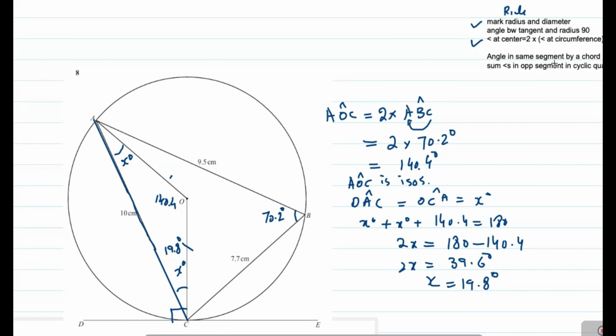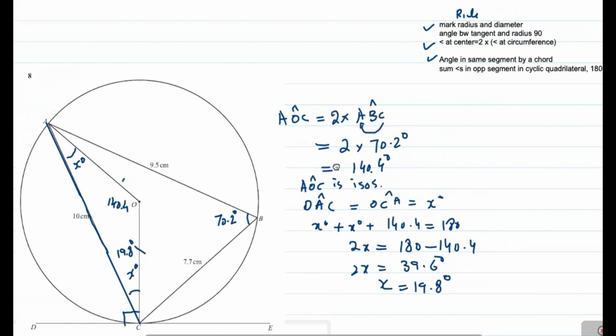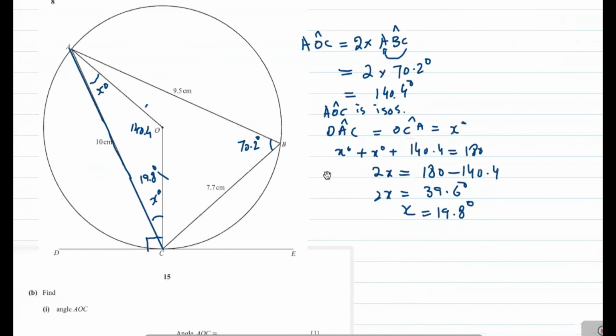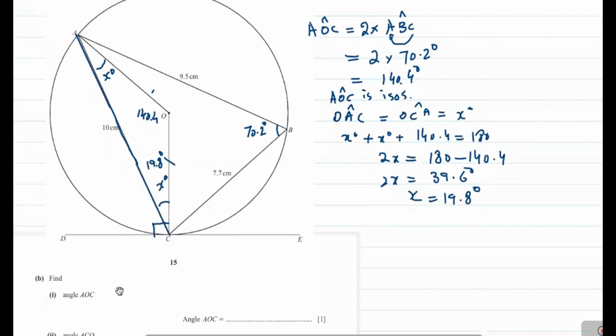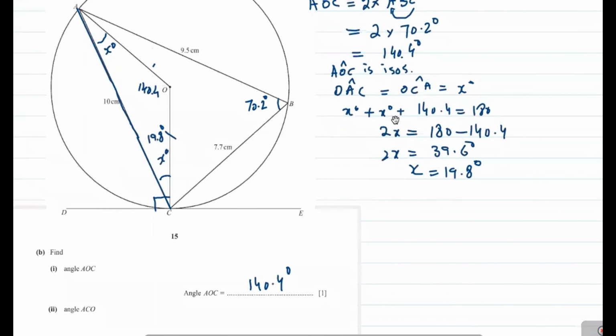Now next is the angle in the same segment. Here one angle is made at the circumference and no other angle at the circumference, so we skip it. The sum of opposite angles in a cyclic quadrilateral is 180, and there is no cyclic quadrilateral. Now we define which angle we have to find. You see here the angle AOC. Angle AOC is 140.4, and it becomes very easy after using the rules.